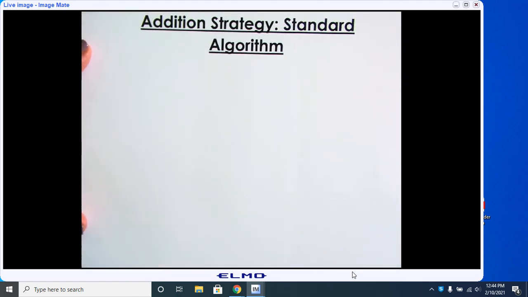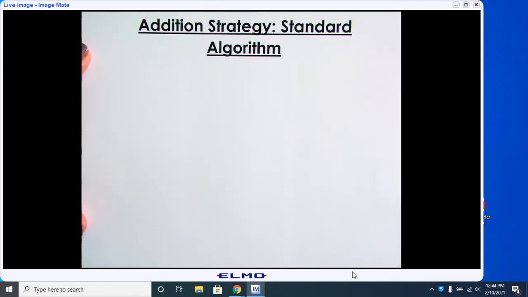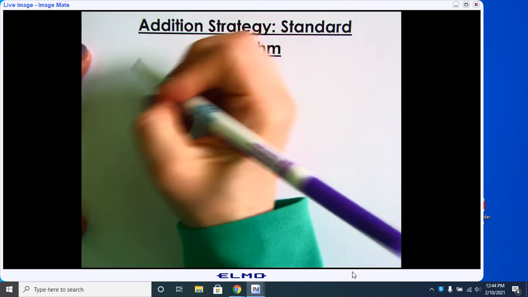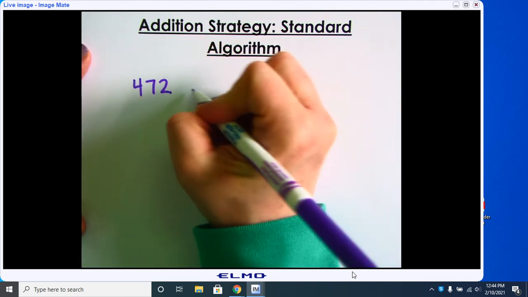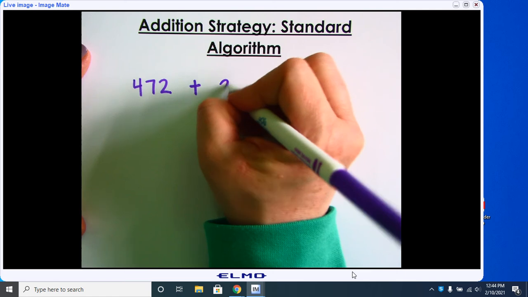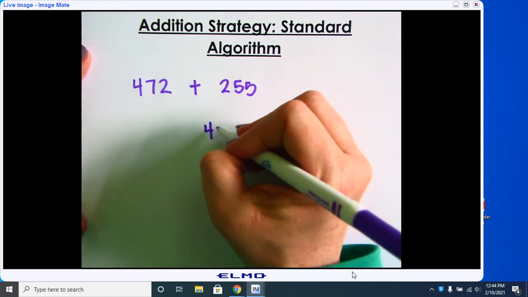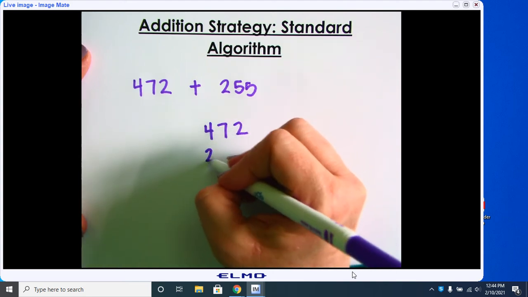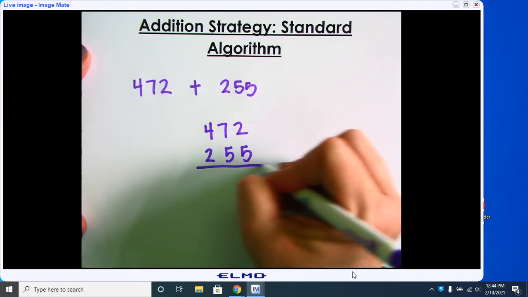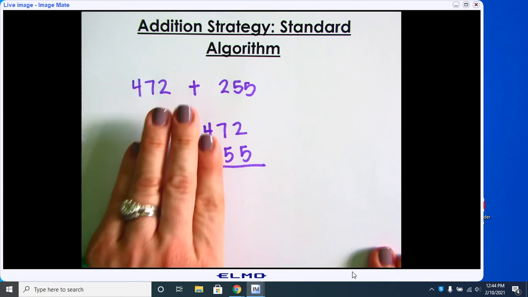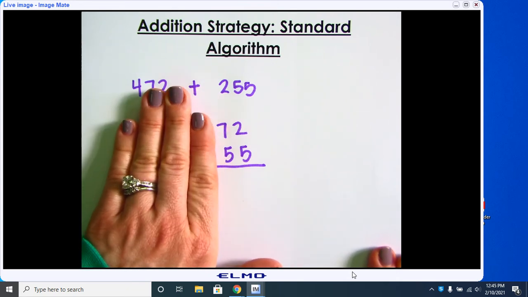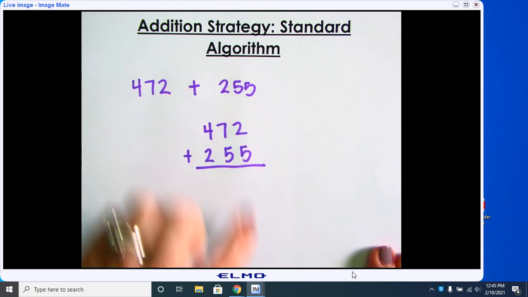And then the last strategy is the standard algorithm. That's what your parents probably call the old school way. So let's look at that: 472 plus 255. What you do is you put the numbers stacked on top of each other with the place value lined up. So that means that you've got the ones, the tens, and the hundreds all in a line.